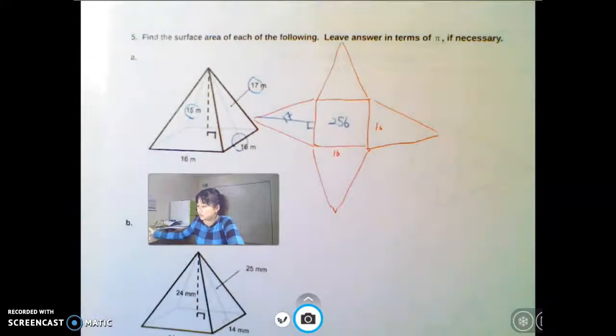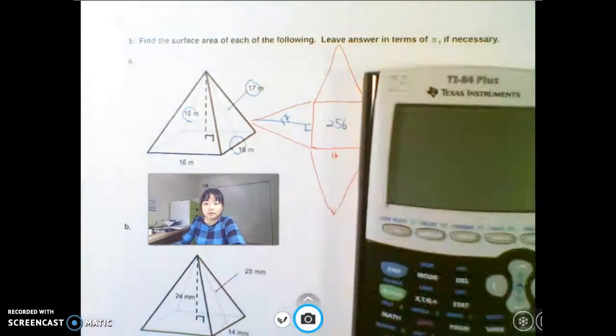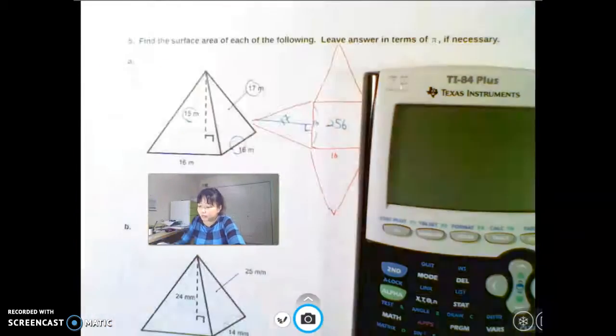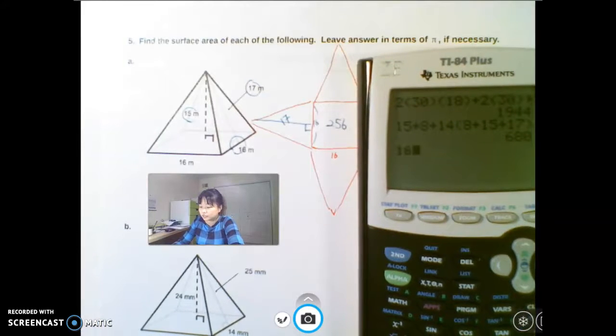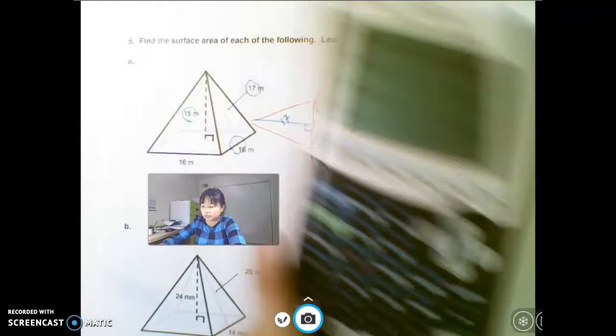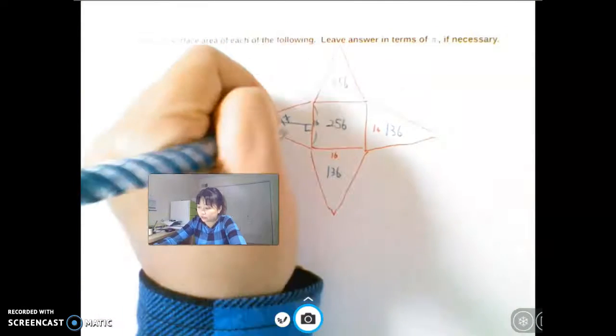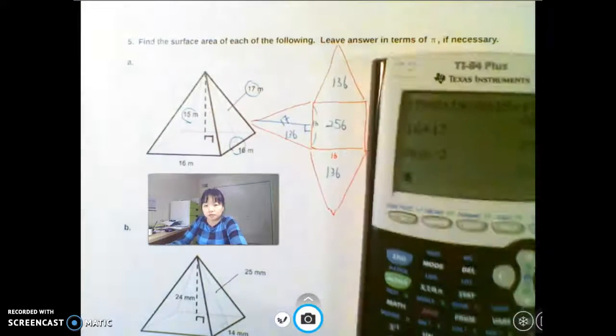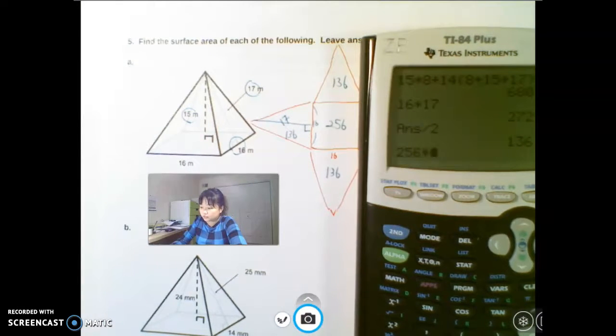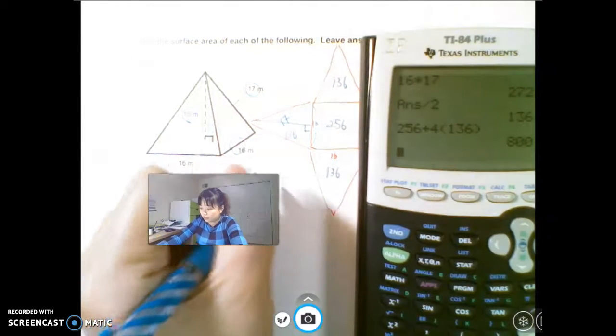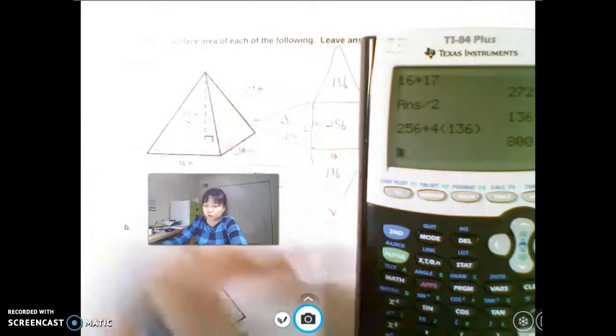So each of those would be 16 times 17 divided by 2. Each of these would be 16 for the base, 17 for the height. So it'd be 16 times 17 divided by 2. That is 136. So you get 136 here, 136 there, 136 here, and 136 here. So that would be 256 plus 4 136s. That is 800 for this one. And the unit, meter squared.